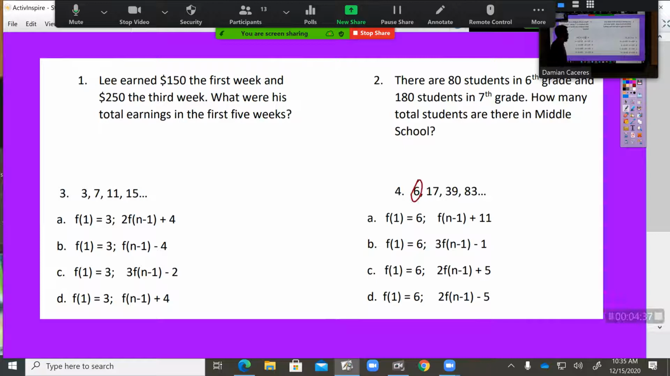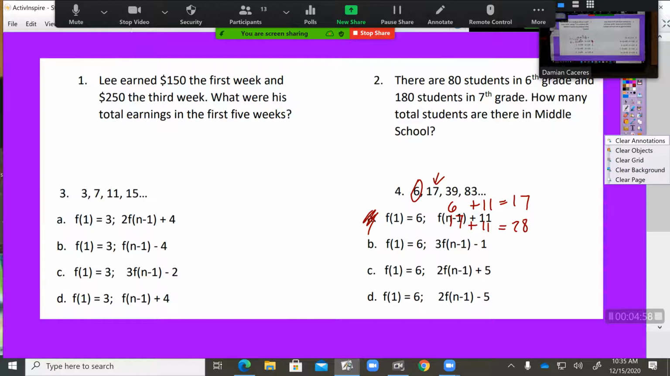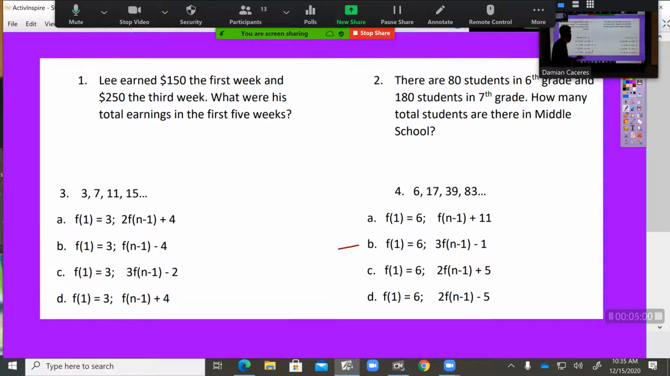So the first number is 6. We're going to plug in right here. 6 plus 11, 17. It worked out for the first number, but now we have to plug in the 17. 17 plus 11 equals 28. Second number is not 28, so A is not the answer choice. Now we test out answer choice B here.